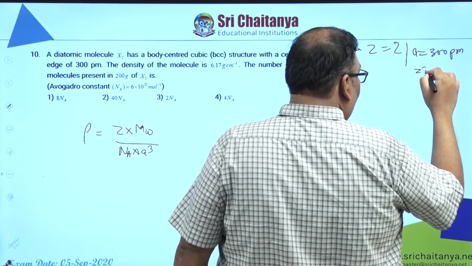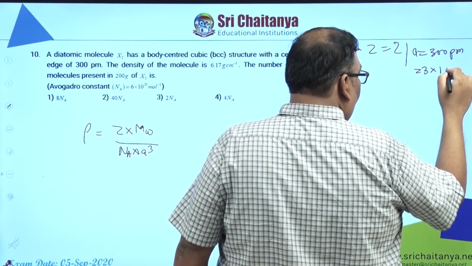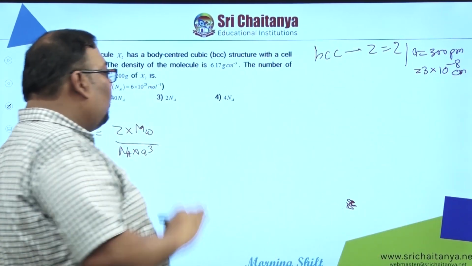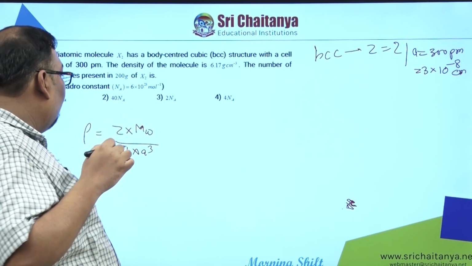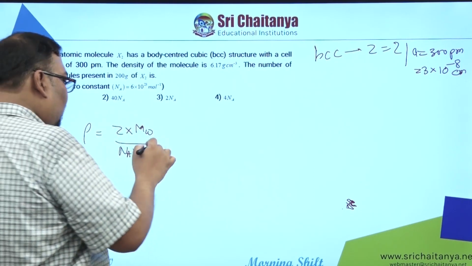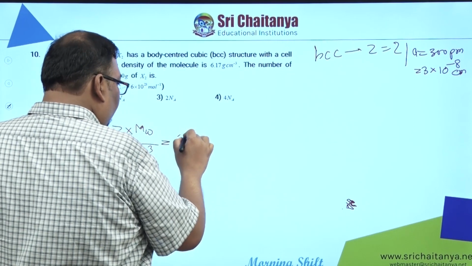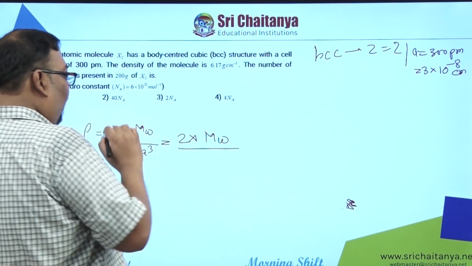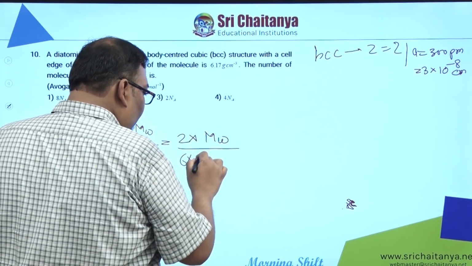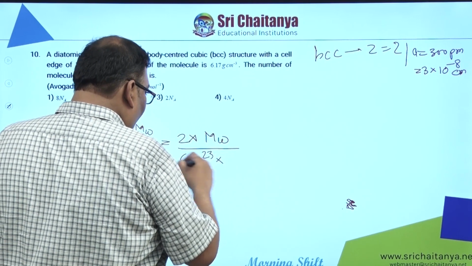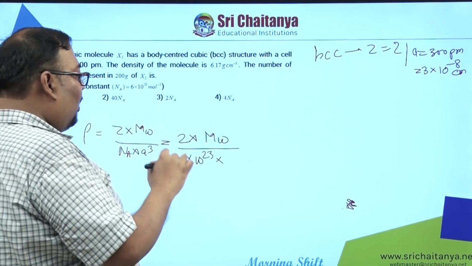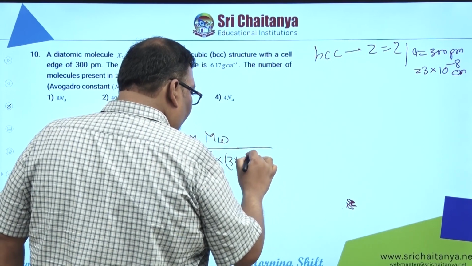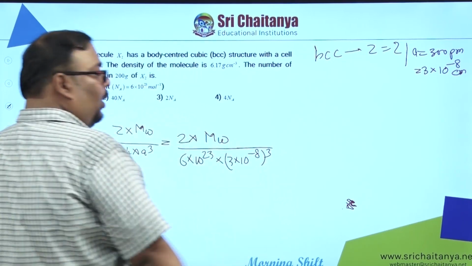Okay, which is 3 into 10 to the power minus 8 centimeter. Now we have to use these values in this density equation. So let us write it. Z is 2 into MW, which is something we need to find out, by Na. Na is 6 into 10 to the power 23 into A. The value of A is 3 into 10 to the power minus 8 to the power 3.